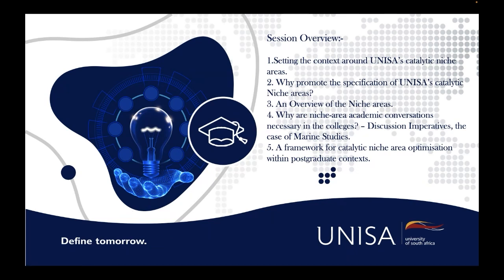So the session that I have for you has got five very specific objectives that I want to achieve. Firstly, it's important for us to set the context around UNISA's catalytic niche areas. And when I say setting the context, you need to understand as a student why such niching of specific disciplines, specific problems is important and necessary for UNISA and necessary for a university, full stop.